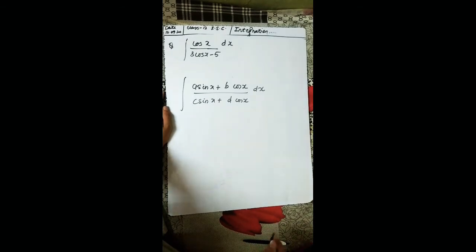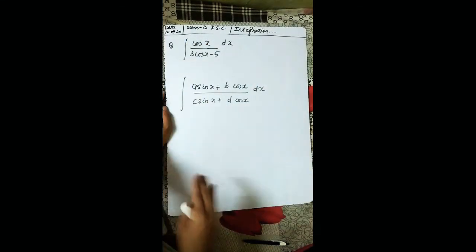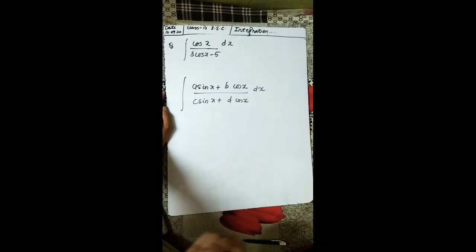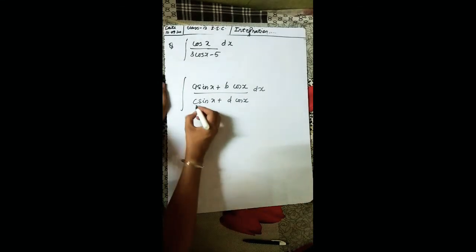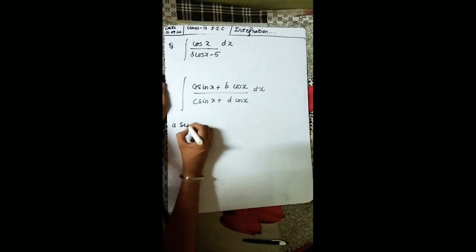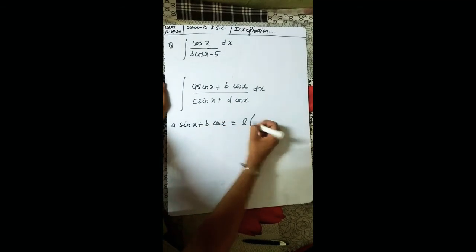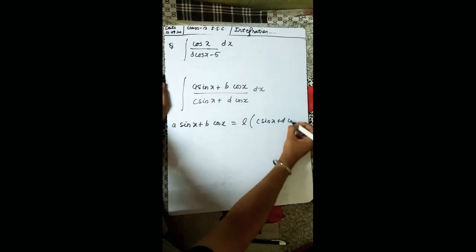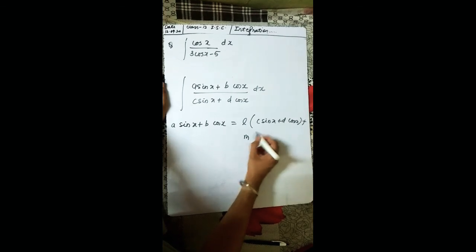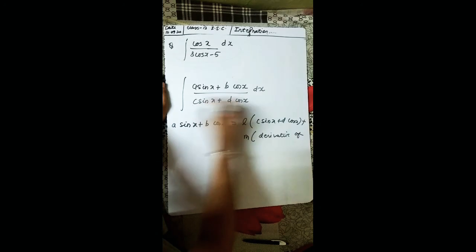Sometimes it would be tedious to make the denominator the same as that of the numerator, and then cancelling and separating. So we made a very short trick for this. What we do: consider the numerator equal to l times the denominator plus m times the derivative, the differentiation, of the denominator.